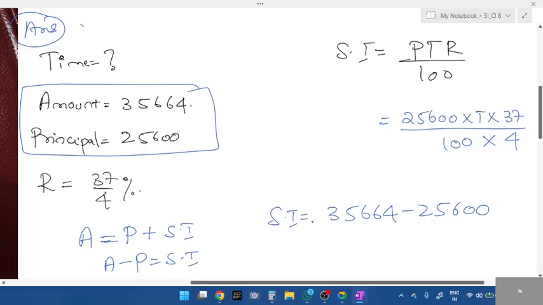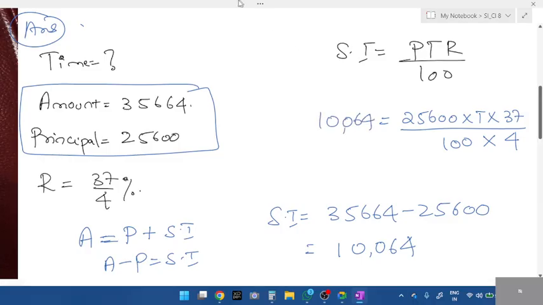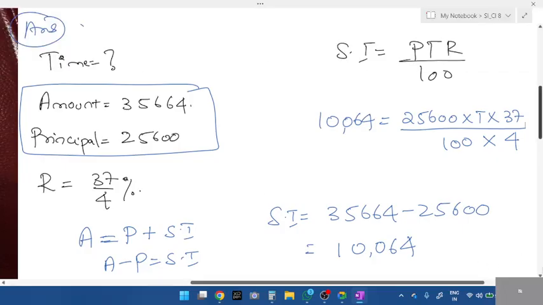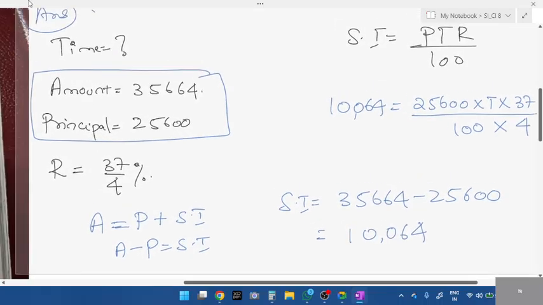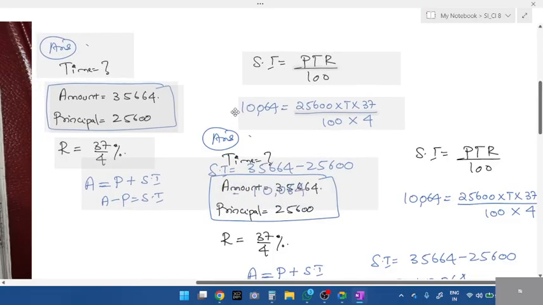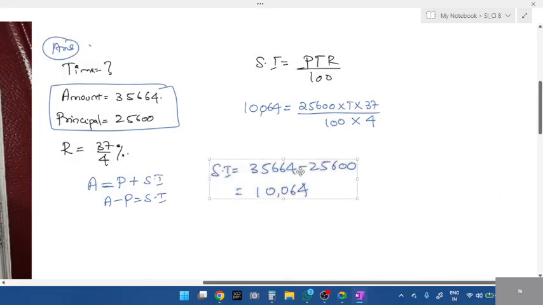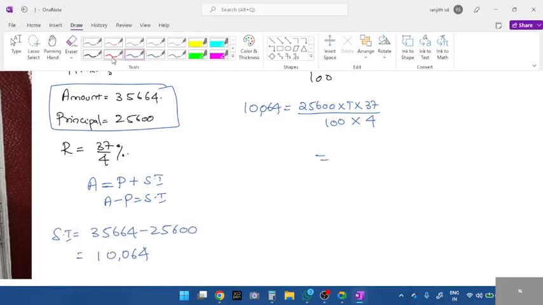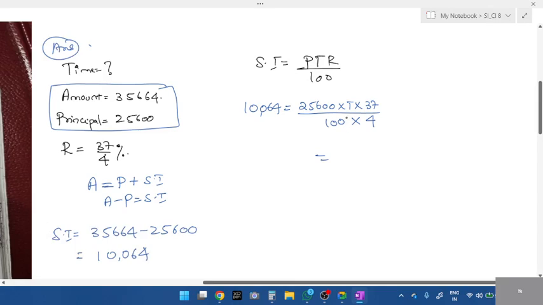What is the amount, Alia? Sorry, what is simple interest? Good. 10,064, substitute here. All of you got 10,064? Okay, look here, students. Now, I need to find the value of t. First tell me that, then you'll start the calculation.